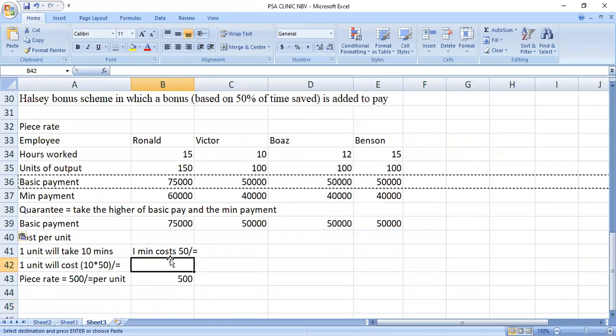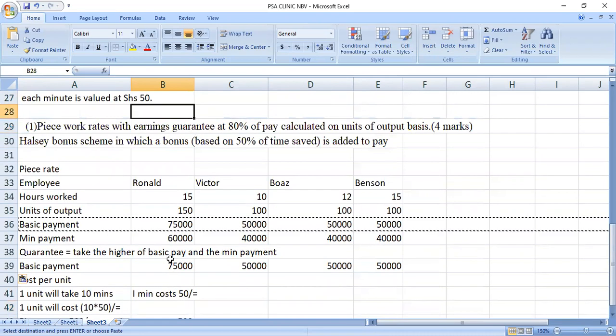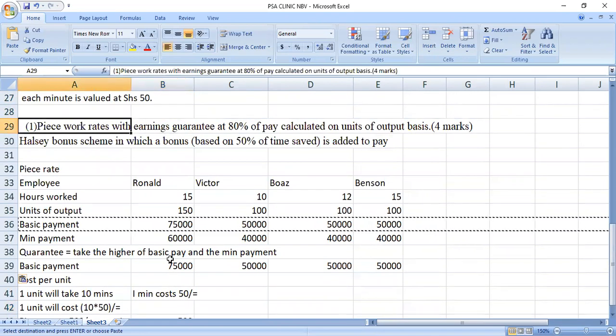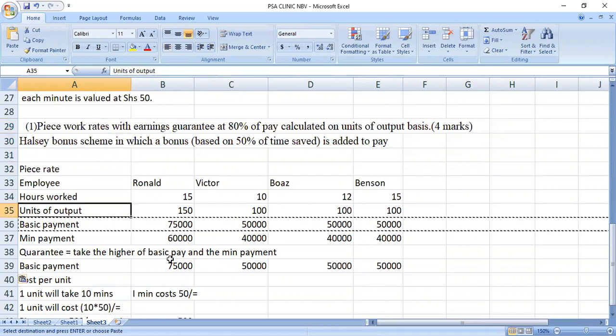Okay. So I feel this statement was really simple for us. They should have made it harder by saying that 80% of pay is calculated on standard units expected, or on output units expected. Not so straight like this. I think this one is so easy that even if you didn't compute the minimum payment, you already know that you're supposed to pay the basic payment. So the guarantee says that you pay the higher of the minimum payment and the basic payment that you've computed yourself.